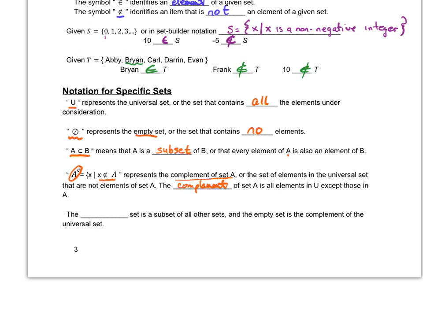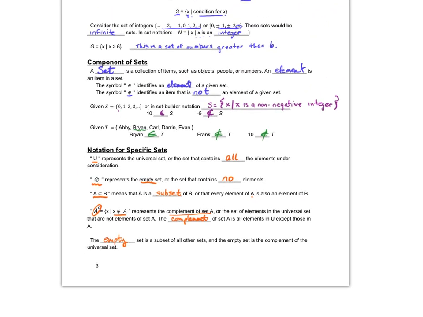The complement of set A is all elements in the universal set except those in A. So we're talking about an empty set here. An empty set is a subset of all other sets, and the empty set is the complement of the universal set. If the universal set is composed of everything, then the empty set would be its complement because it would be all others. And again, we're going to practice some activities and exercises here.